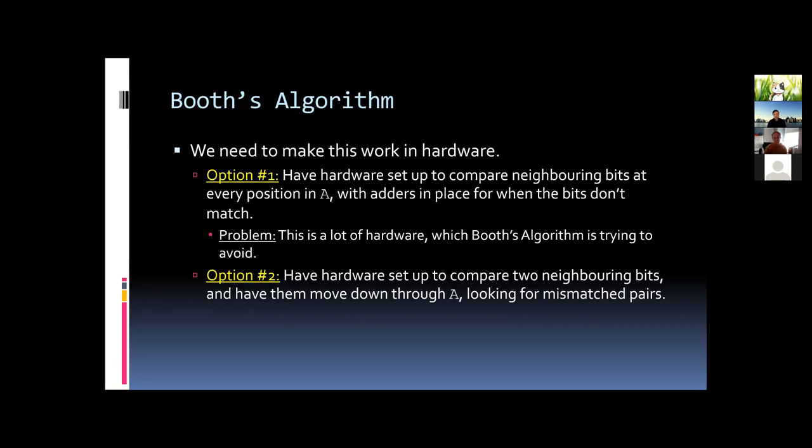Another option is to have hardware set up to compare two neighboring bits and have the move done through A, looking for mismatched pairs. So this is what I would give you as an algorithm that would tell you what to do as a human.